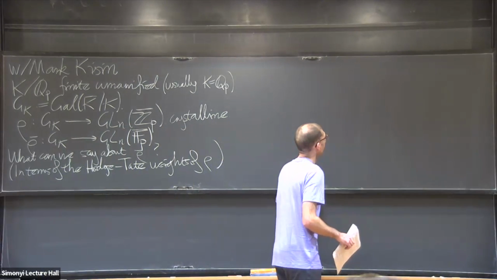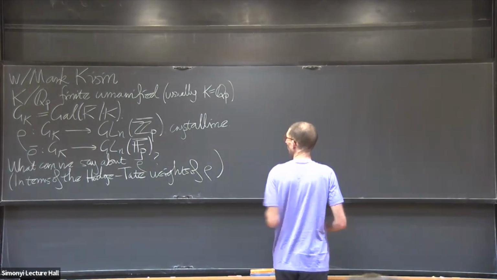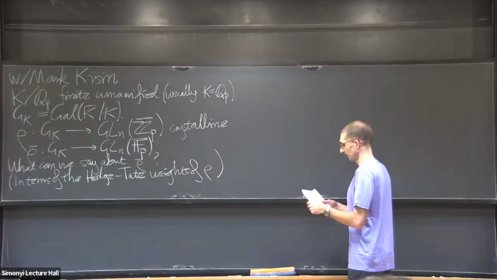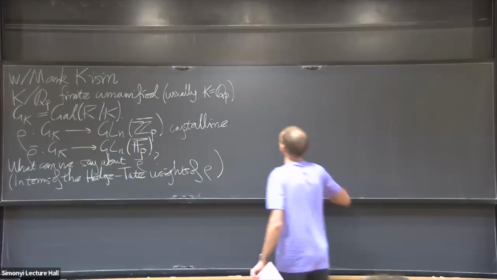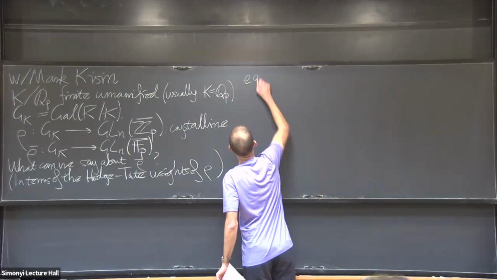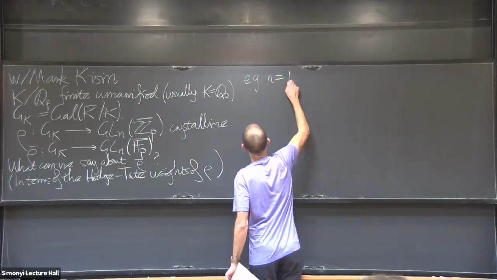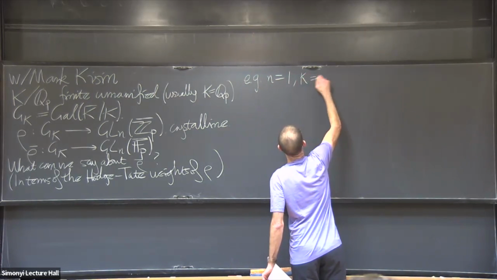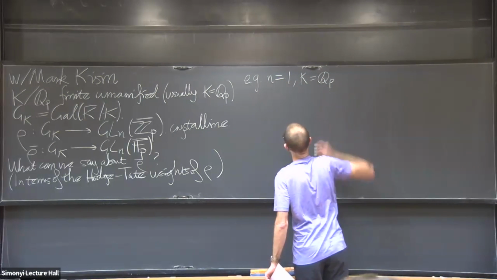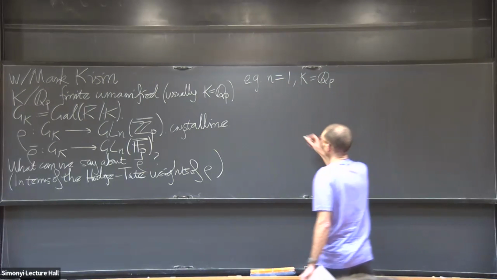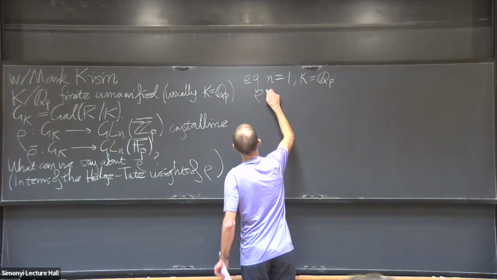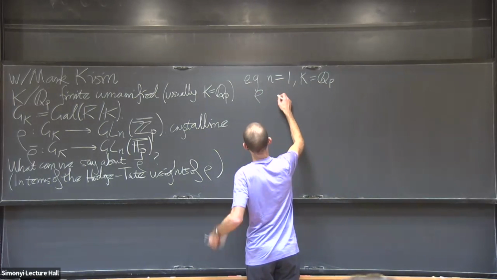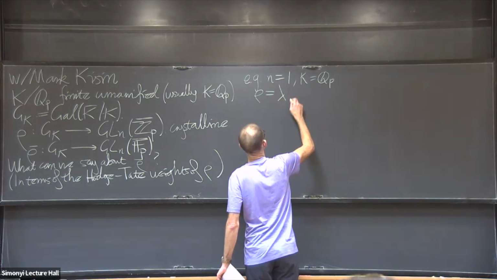But even if it's not immediately obvious this is an interesting question, it's an interesting question for a lot of people. Let's do an example. Example of one-dimensional representations. And most of the talk, I'll take K to be QP. Then rho is a character. Let me just try and use the same notation as my notes.